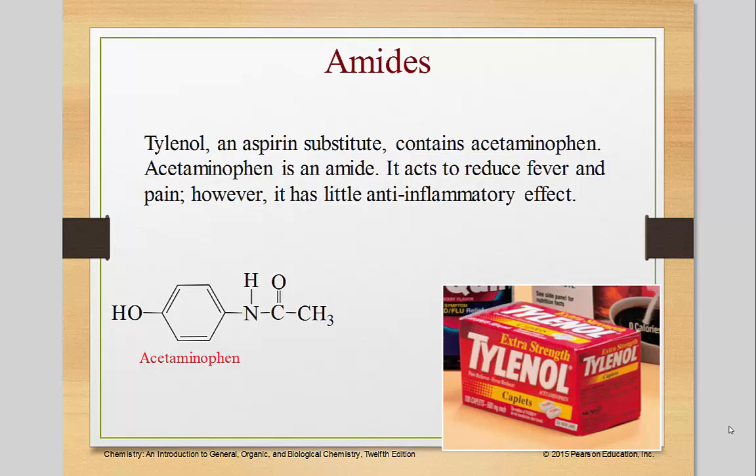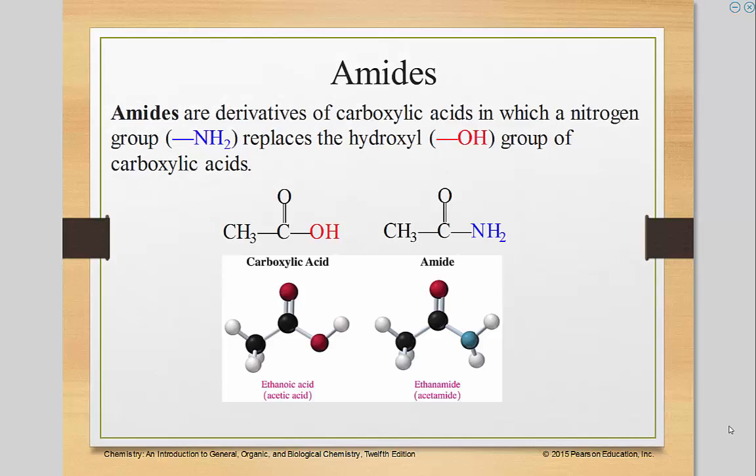This tutorial will be discussing amides. Amides are derivatives of carboxylic acids. If you look here, this is a carboxylic acid. If we take away the OH part and put a nitrogen instead, that's what an amide is.